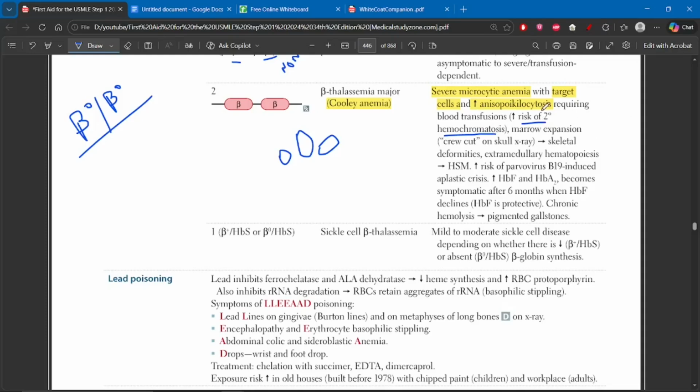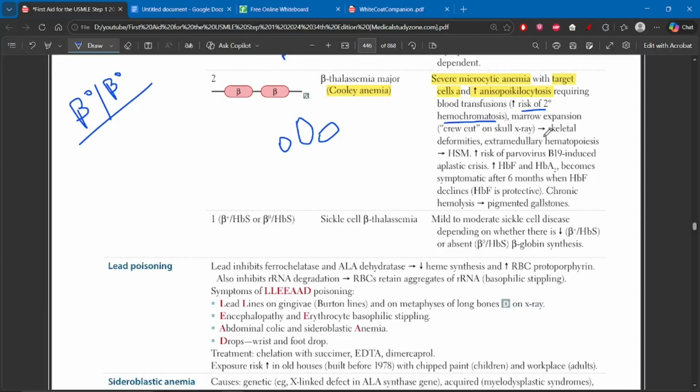This is something that you need to keep in mind. What happens is that the RBCs are not normal, it's a qualitative defect. So the bone marrow tries to compensate by expanding, and when it expands in the skull, it gives us a crew cut appearance on the skull X-ray, which is a skeletal deformity, obviously. So the reason why the crew cut appearance is occurring is due to extramedullary hematopoiesis.